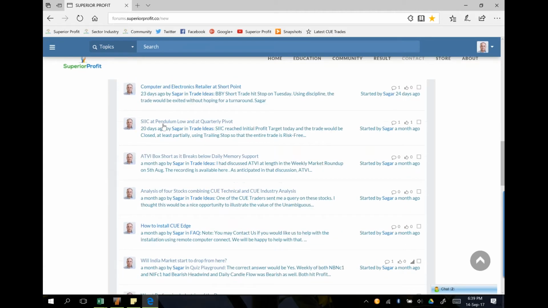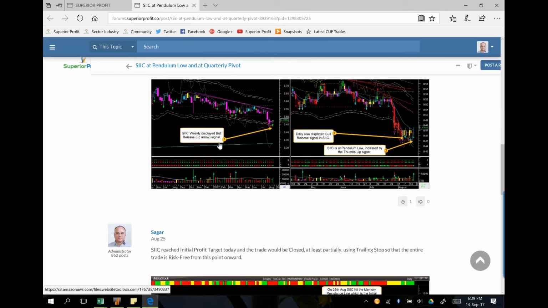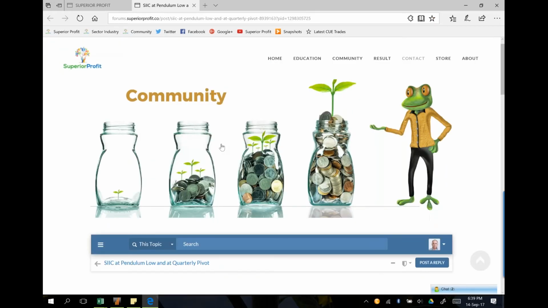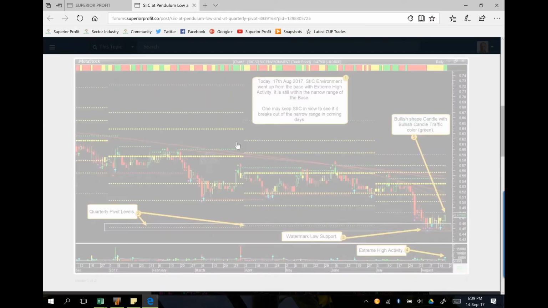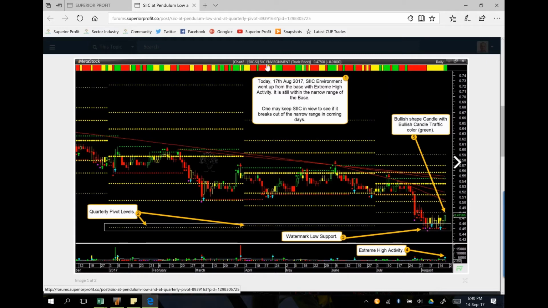This was another Singapore company, and in this case, we could actually take the trade. We have multiple chart templates. Here we are looking at this company SIIC.